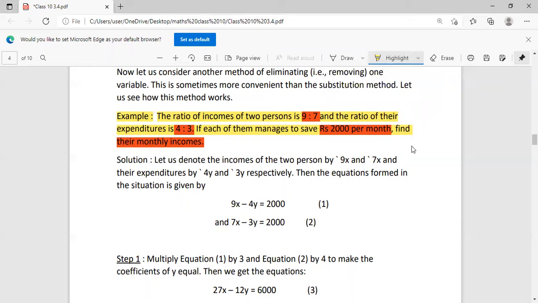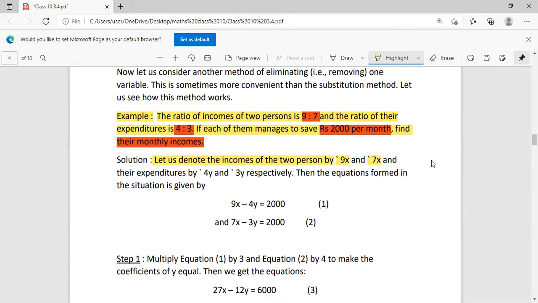So first of all, we have to form two equations from these information. We are given the ratio of their incomes and expenditures. So we want to convert this ratio into the amount, rupees. Okay. So let us denote the incomes of two persons by rupees 9x and rupees 7x.